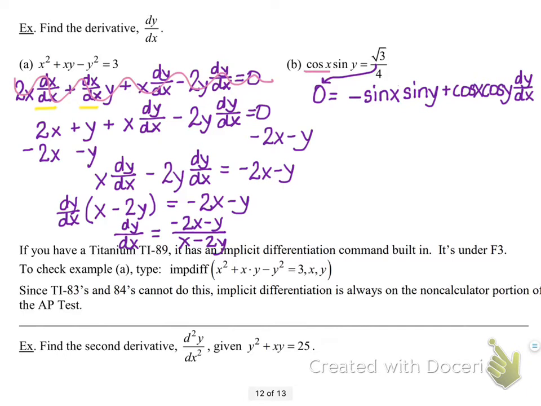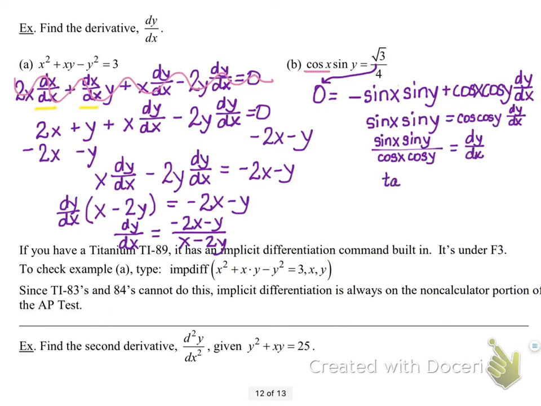So, moving right along, we go ahead and solve for dy dx by getting dy dx on one side and everything else on the other. Once we have it in this form, we see that it is simply tangent x, tangent y, and we are done.